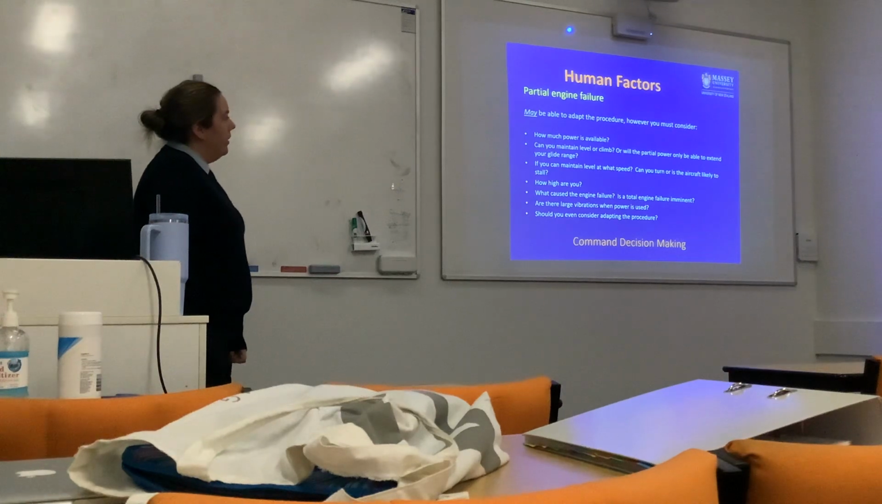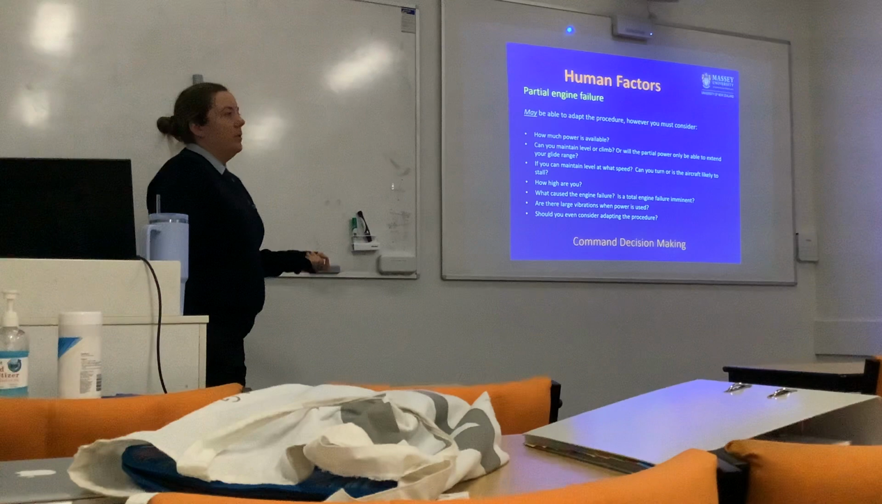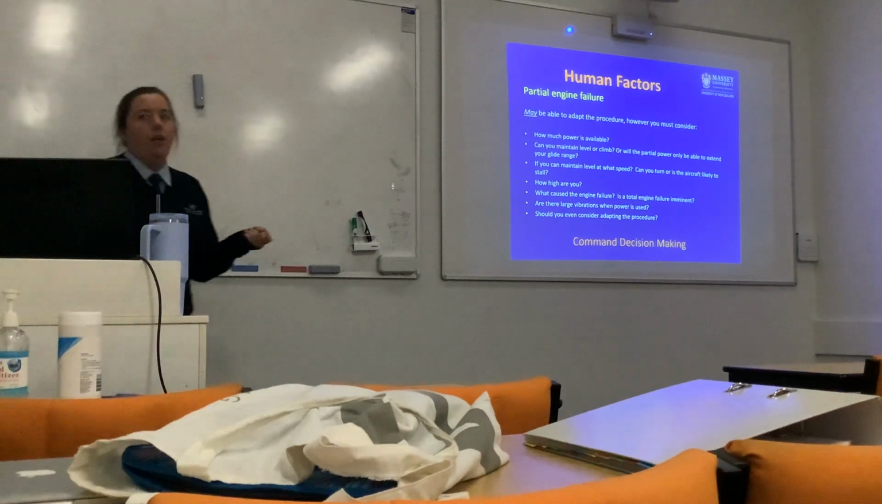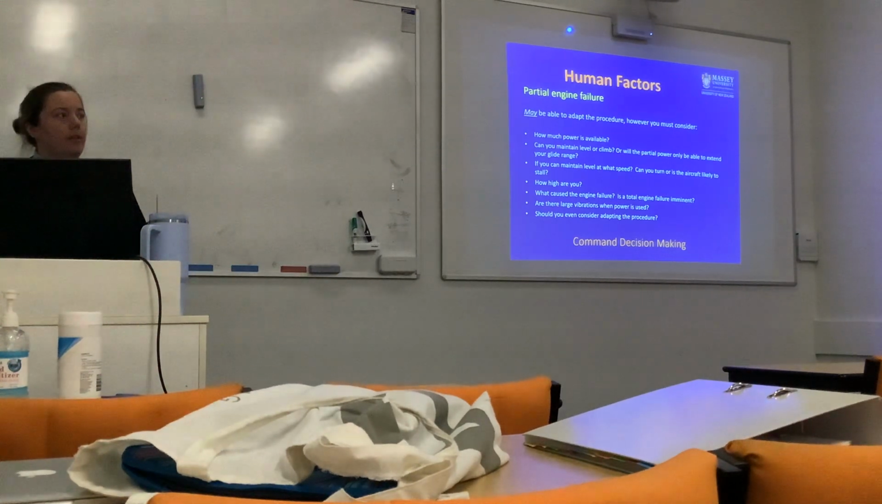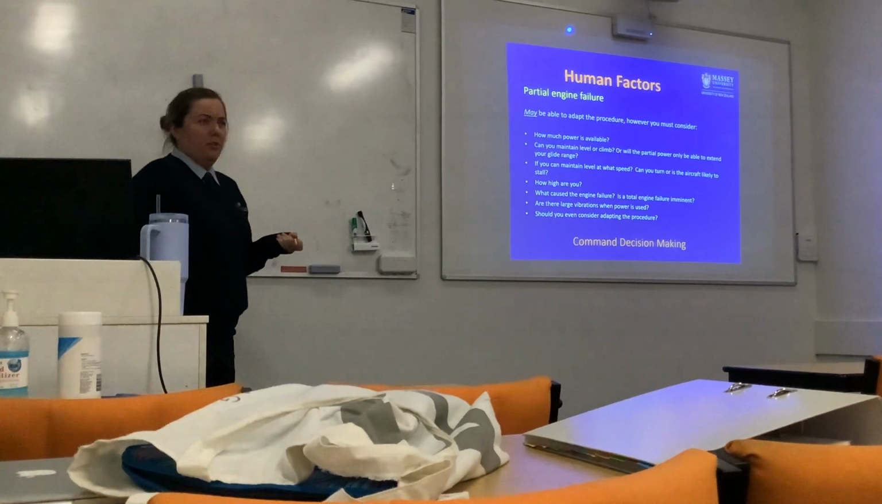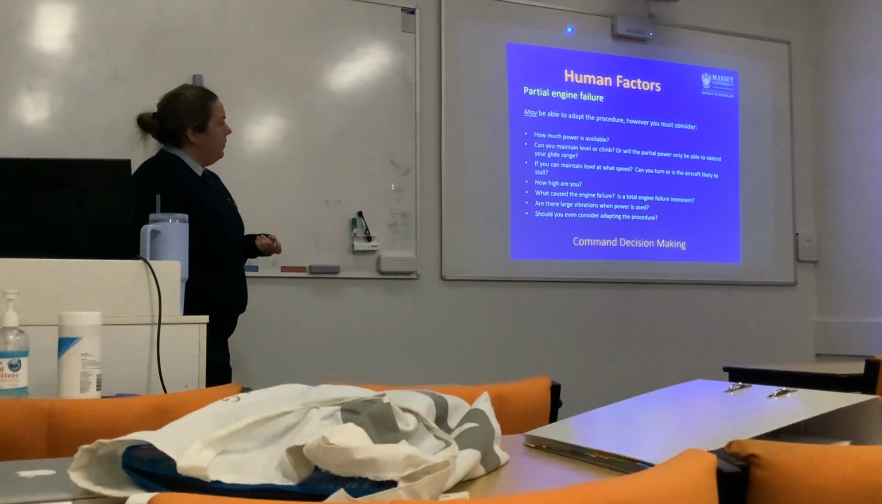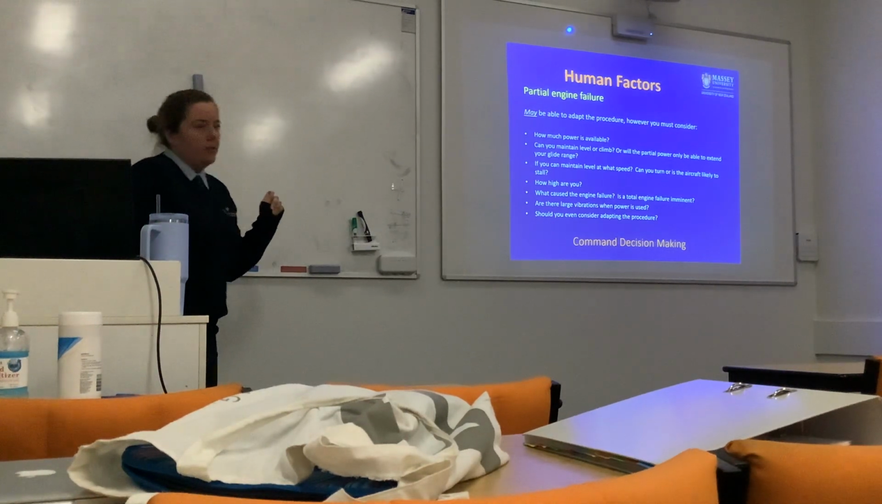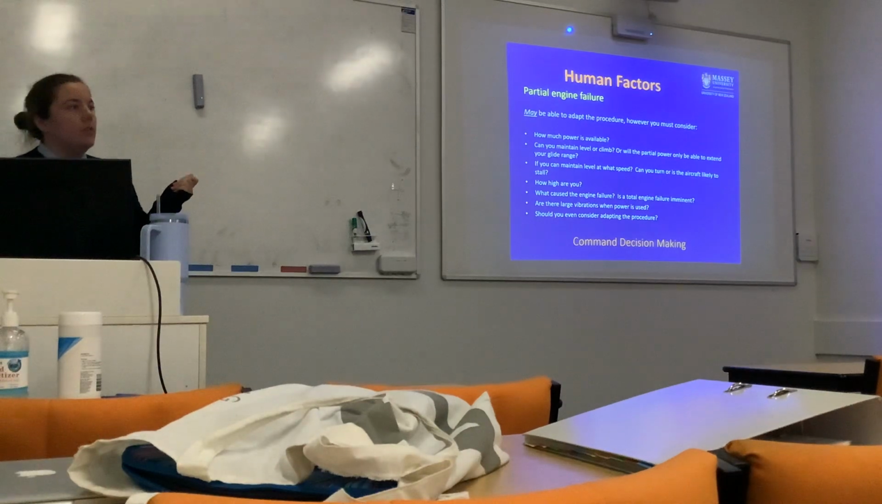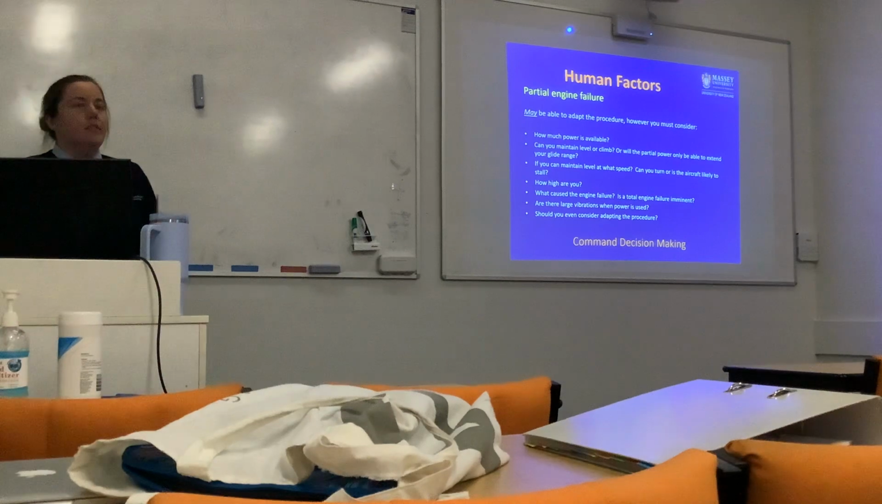What caused the engine failure? Is a total engine failure imminent? So yes, we've had a partial engine failure, but are we expecting it to stop any second now? You know, are we actually getting a bunch of rough running and the engine can stop any minute? Which is pretty much what happened to Ross, right, in this last one. Are there large vibrations when power is used? Should you even consider adapting the procedure? So that last question is what we kind of started with, right? Should we consider adapting, or should we just close the throttle, turn the fuel off, and glide somewhere?